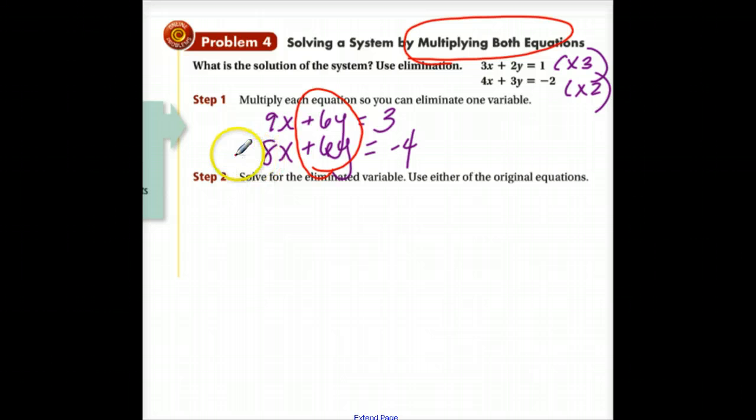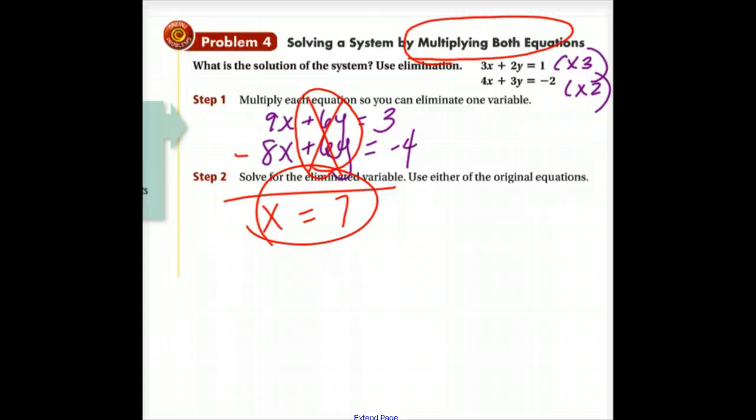When they're the same, I can subtract the equations. 9 minus 8 is just x. 6 minus 6 eliminates y. 3 minus a negative 4 is a positive 7. X equals 7. Put x equals 7 into an original equation.